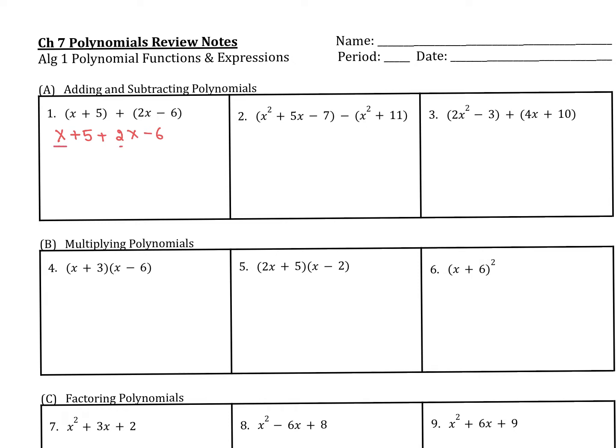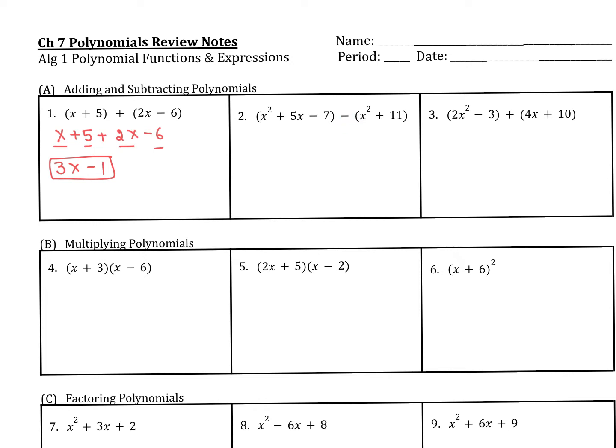This is 1x plus 2x. That gives you 3x. And then 5 and negative 6 will give you negative 1. So that's it. You're going to add the like terms, x with the x and the constant with the constant. For subtraction, on the other hand, you're going to first distribute the negative inside.